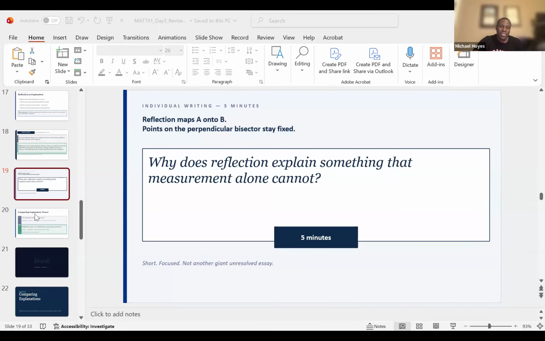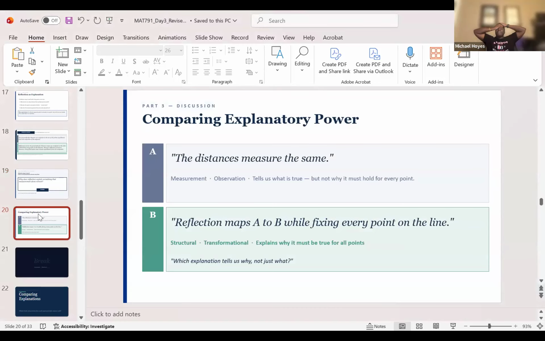So yeah, this idea of explanatory power of things, how we can differentiate between reflection and measurement. I know the distances are the same. I can see that, I can measure it, I can observe it. It tells us true. It doesn't even tell us why, but I can see it. I can verify that. But reflection, and the idea of it mapping points to another point, or endpoints to the other endpoint, where everything else on the line of reflection is fixed.